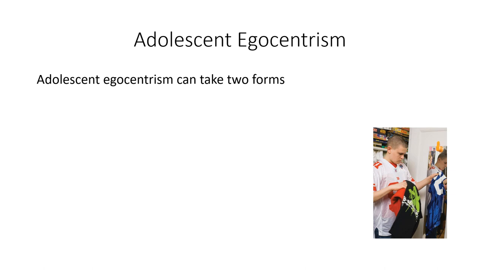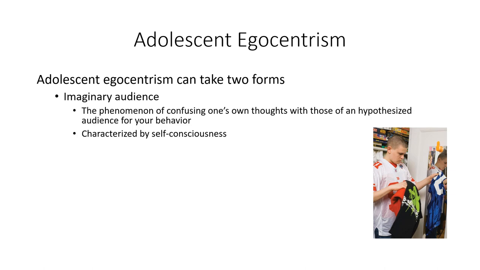So adolescents also have egocentrism. But adolescent egocentrism is unlike the egocentrism in earlier kids where it's, I can't see you, you can't see me. In adolescence, it's more the imaginary audience, this phenomenon of confusing one's own thoughts with those of the audience for your behavior. It's characterized by strong self-consciousness. What do I mean by this? The imaginary audience is where you think everybody's looking at you, where if you've got something wrong with you, everybody's noticed it and is talking about it.